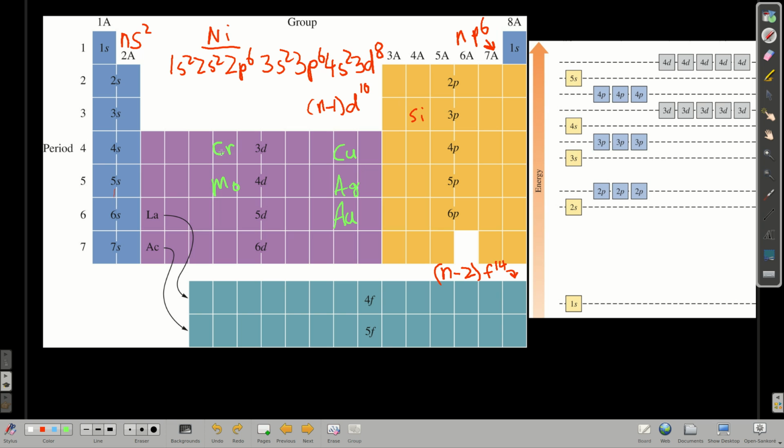The electron configuration for chromium is not 1s2, 2s2, 2p6, 3s2, 3p6, 4s2, 3d4, but rather it is, and just memorize this, put it on your card if you have to, 4s1, 3d5.